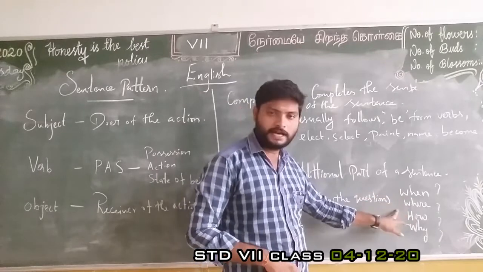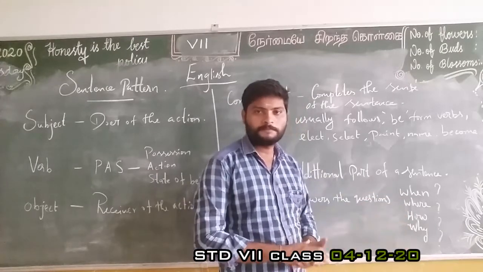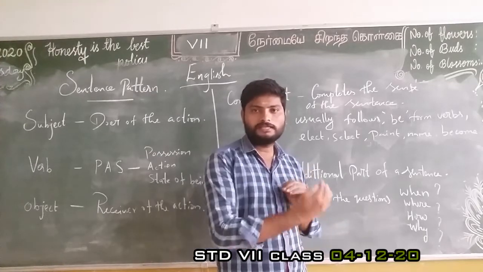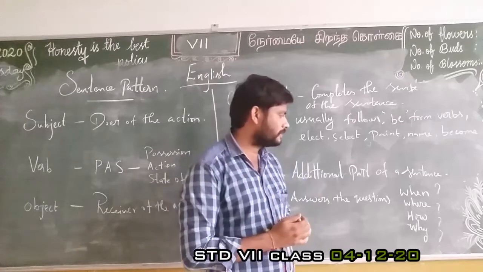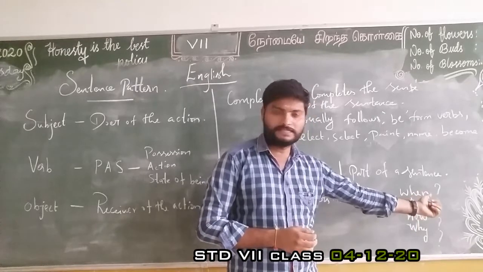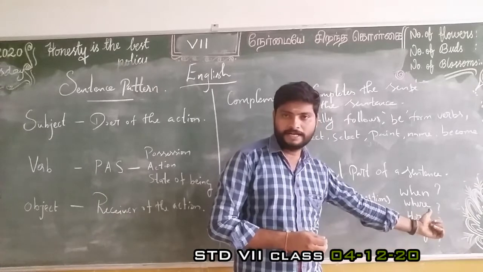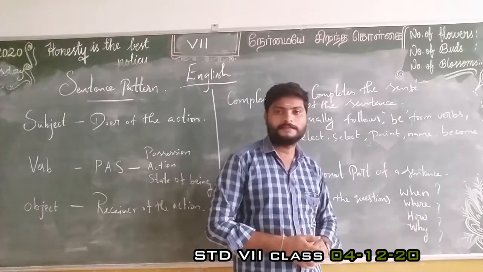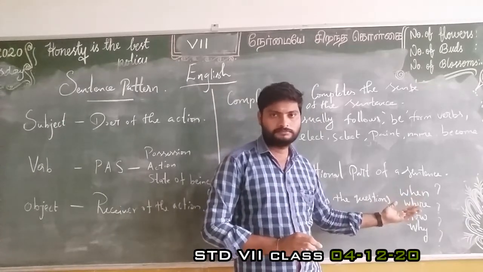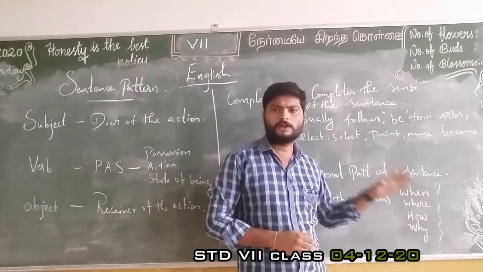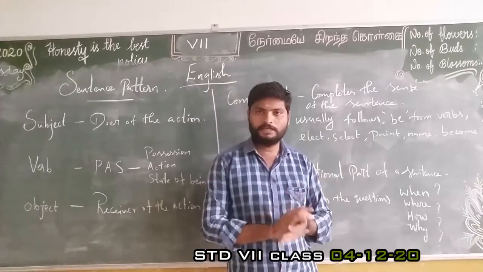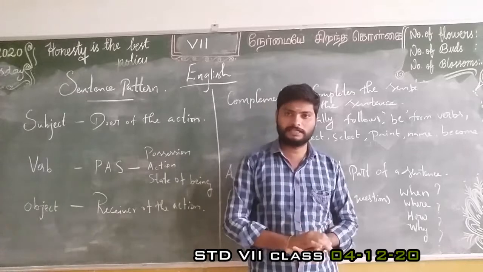When, where, how and why. There are 4 questions to be asked to find out the adjunct part. It's very easy. When refers to time, where refers to place, how refers to manner, and why refers to reason. An action takes place when? It happened at 3 o'clock, yesterday, last year. India got freedom in 1947. So when it happened, in 1947, so it is an adjunct.